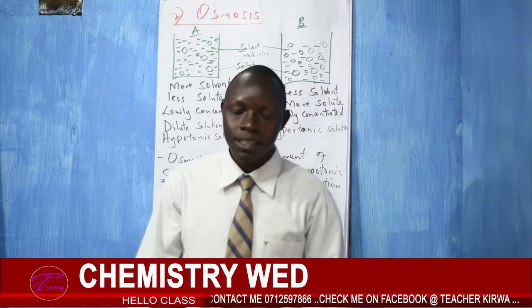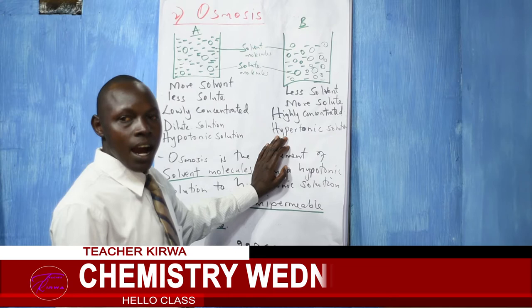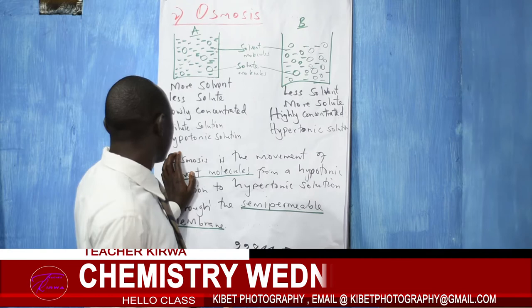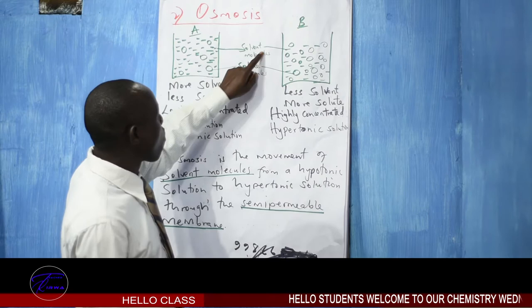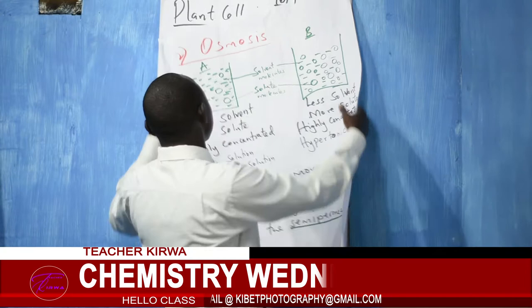So this one we say is highly concentrated, and then it is hyper. Normally, hyper means high. Hyper means high. So hyper, high concentration. Hypo means low. Hypo means low. So hypotonic solution. So osmosis is the movement of water molecules or solvent molecules from hypotonic solution to hypertonic solution through the semipermeable membrane. We also now look at animal cell in.